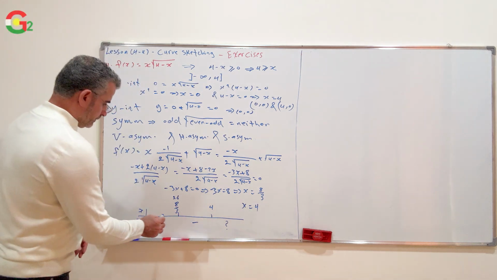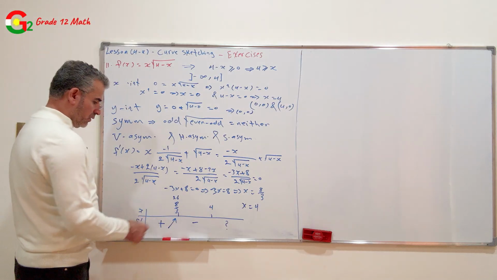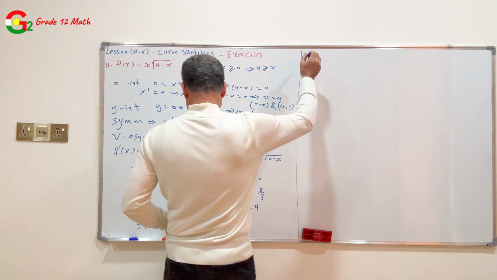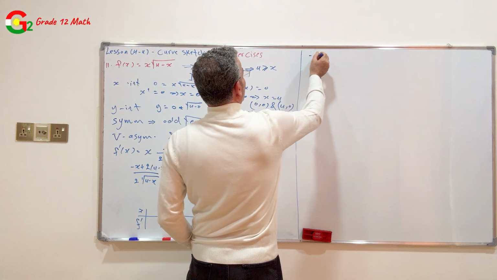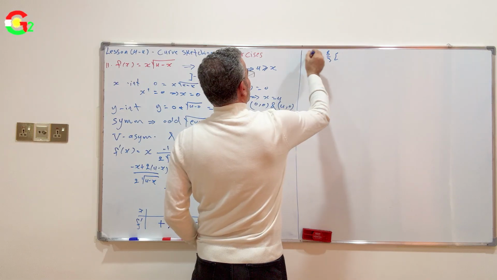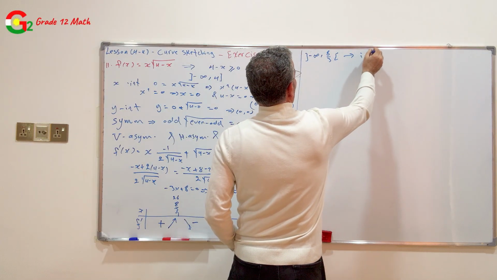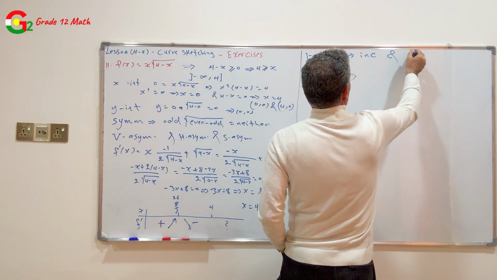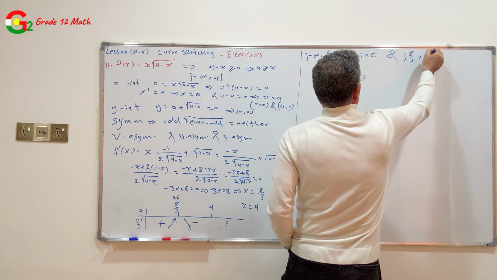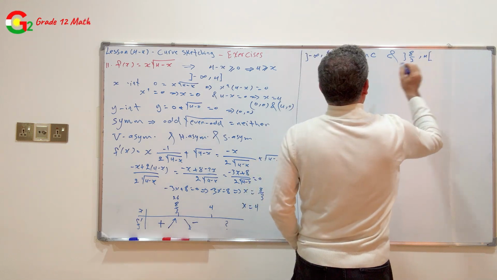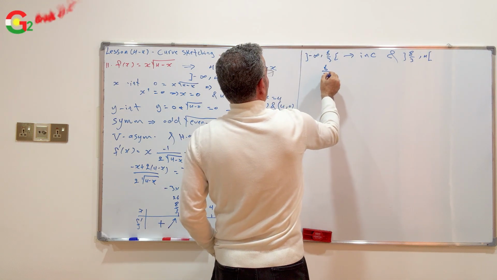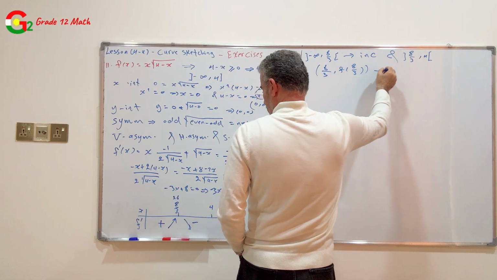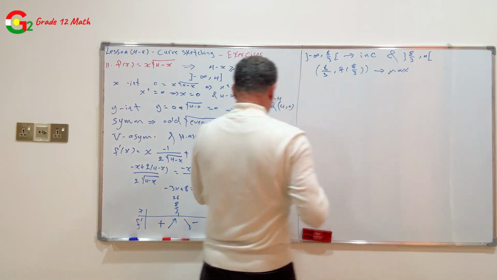Therefore, the function has a local maximum value at x equals 8 over 3, and the interval of increasing is from negative infinity to 8 over 3, open interval. It is the interval of increasing, and the interval of decreasing is from 8 over 3 to 4. And f of 8 over 3 is the local maximum value for this function.